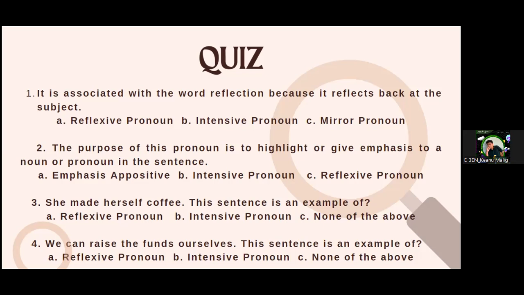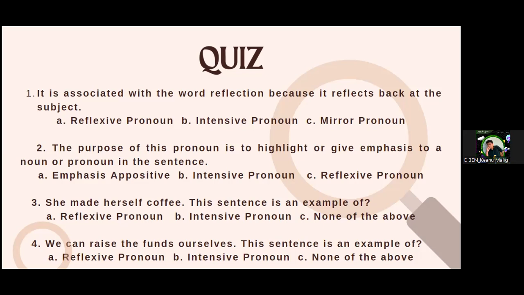It is associated with the word reflection because it reflects back at the subject. A. Reflexive pronoun. B. Intensive pronoun. Or C. Mirror pronoun. The purpose of this pronoun is to highlight or give emphasis to a noun or pronoun in the sentence. A. Emphasis appositive. B. Intensive pronoun. Or C. Reflexive pronoun. She made herself coffee. This sentence is an example of A. Reflexive pronoun. B. Intensive pronoun. Or C. None of the above.